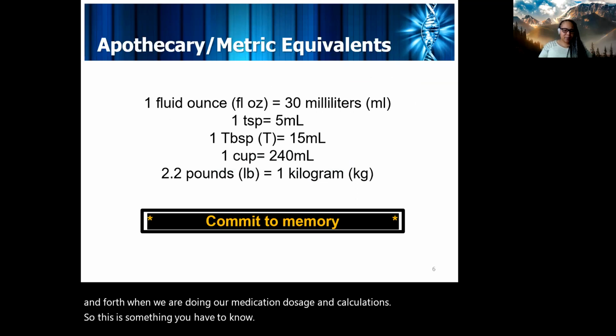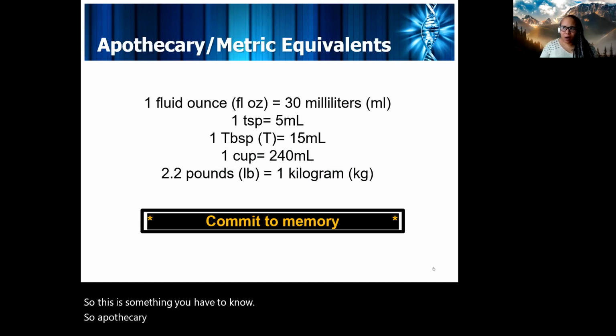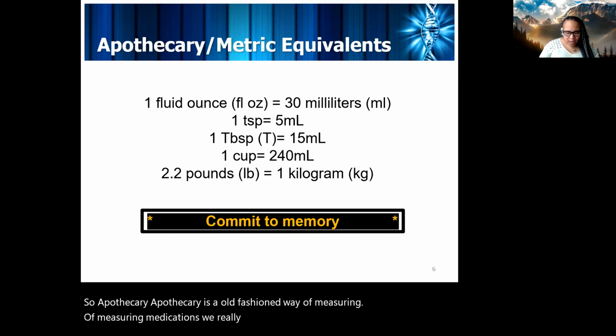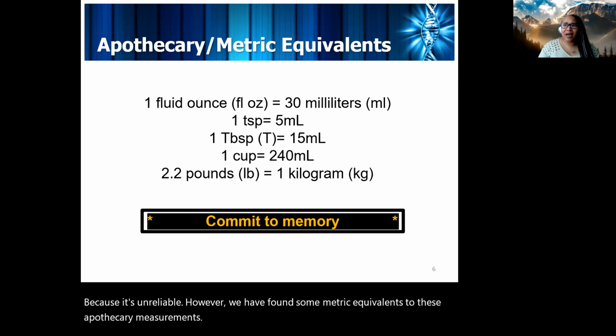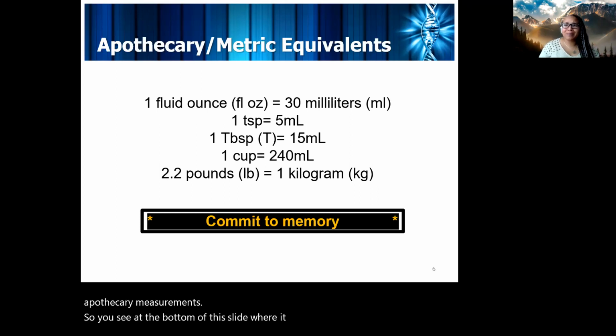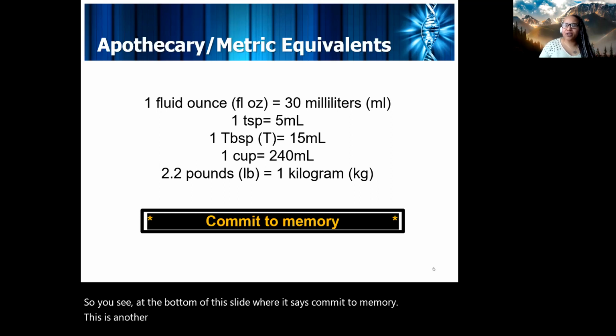So apothecary is an old-fashioned way of measuring medications. We really don't use it anymore because it's unreliable. However, we have found some metric equivalents to these apothecary measurements. So you see at the bottom of this slide where it says commit to memory. This is another few conversions that you just have to know.